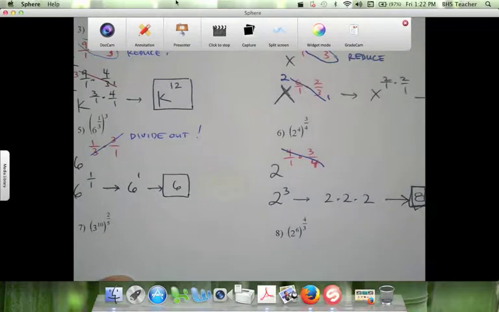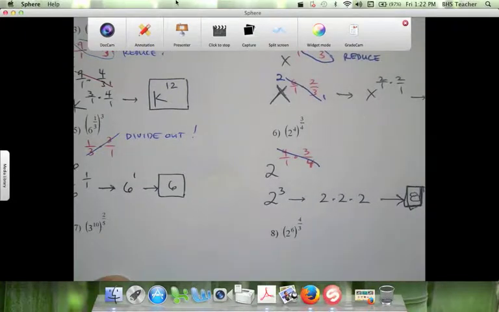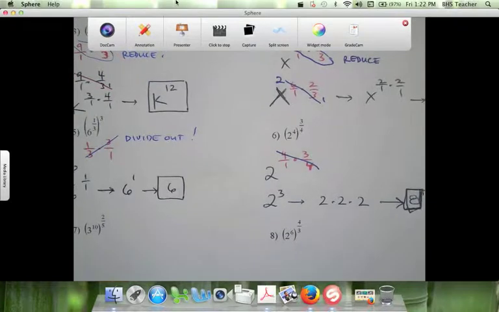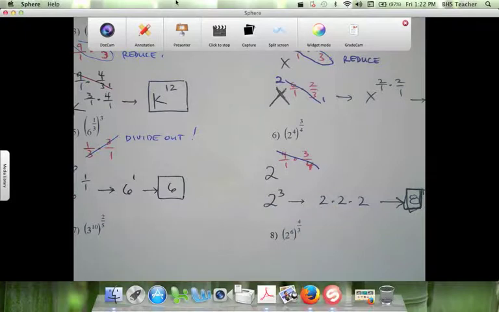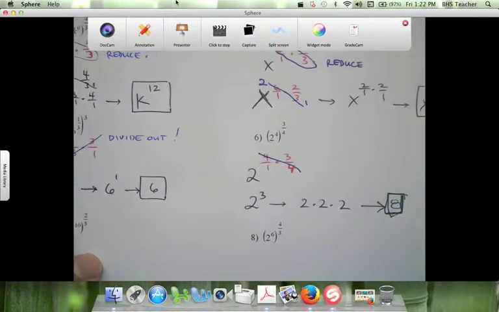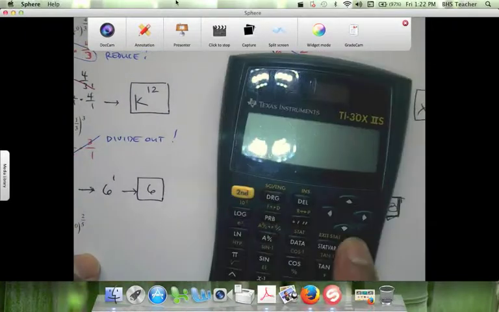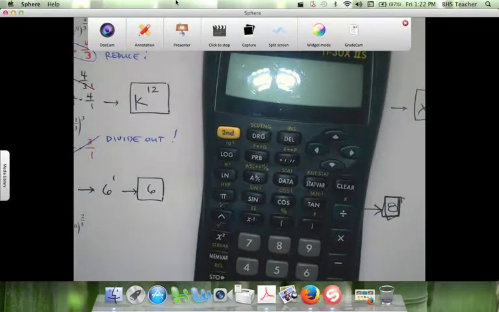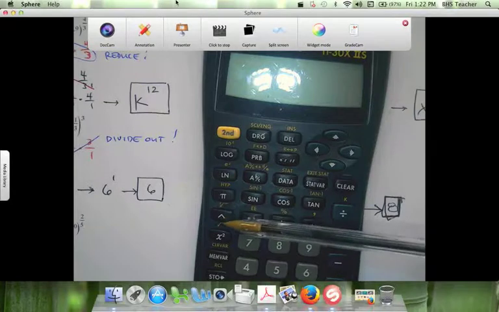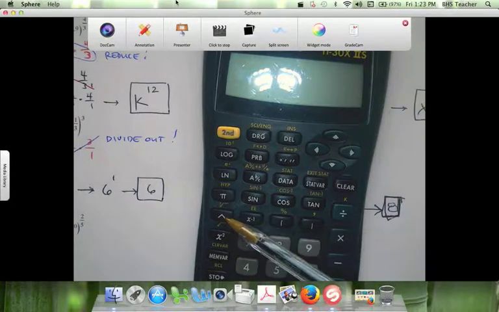Eight is the answer. But I'm going to show you on 3 different calculators how to do this. Okay, 2 to the power of 3, or sometimes you'll have 2 to the power of 5, or 2 to the power of some other number. Okay, one calculator, if you have the scientific calculators and the graphing calculators, you have this arrow key right here. This little key looks like an upside down V.